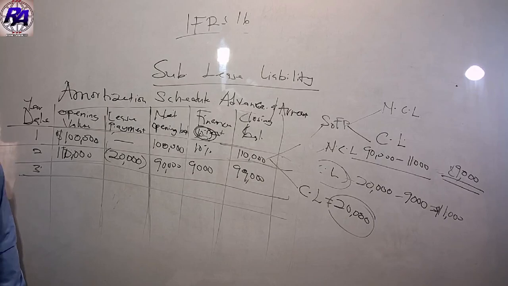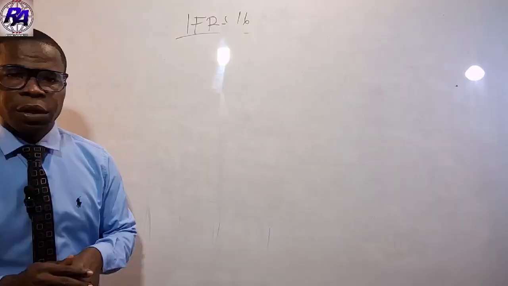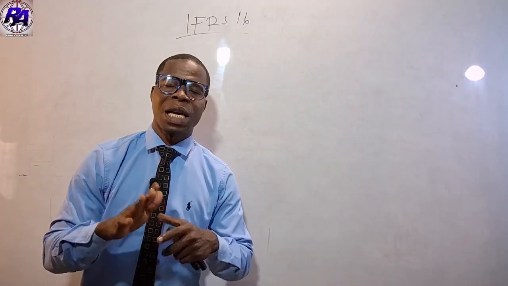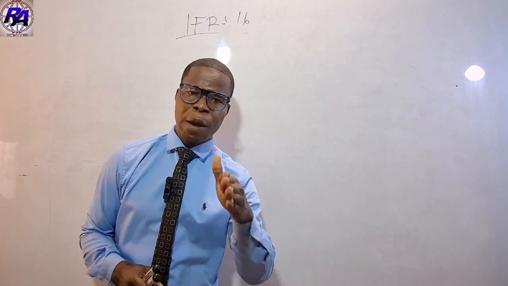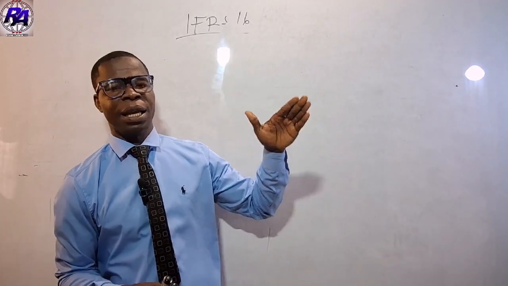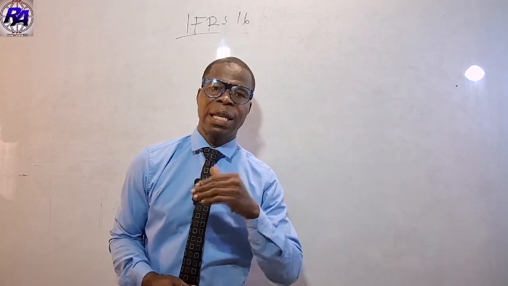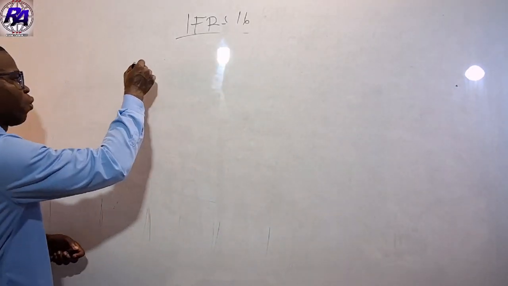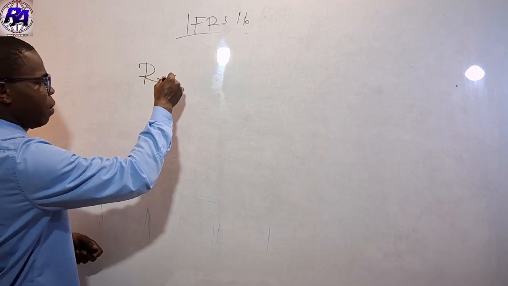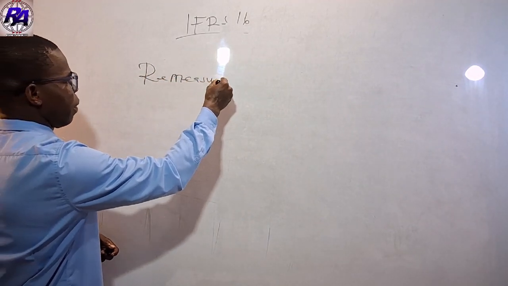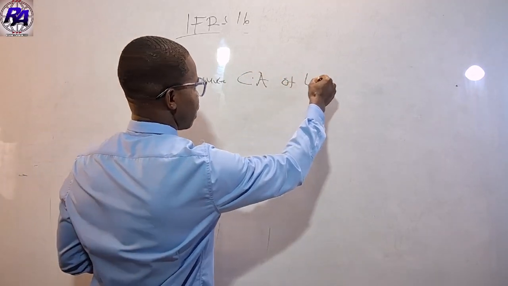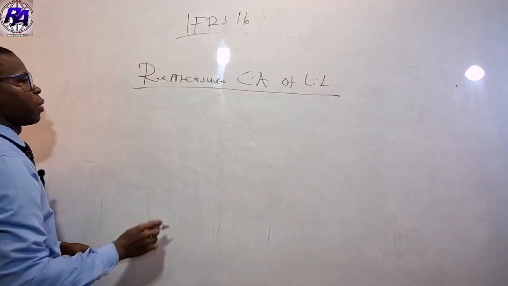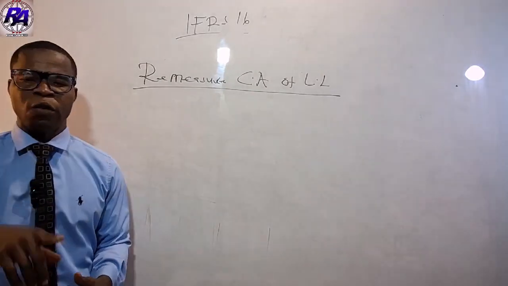Now, the last thing under lease accounting is remeasurement. At the end of every reporting period, the lessee must reassess, or we call it remeasure, the carrying amount of the lease liability. At the end of every period, you must assess.